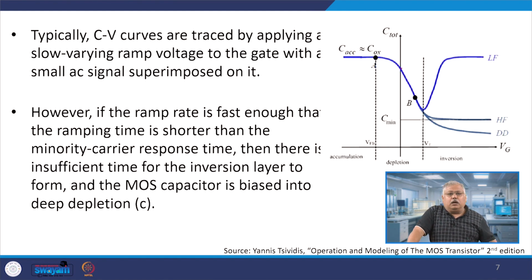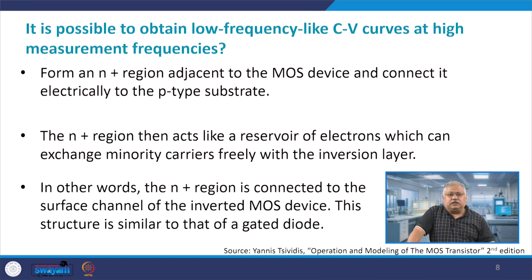Now, let me go to the next slide, please. Let me frame a question for you, and from here your understanding will be much higher. When we do a high frequency measurement, is it possible to obtain a low frequency like CV? Low frequency CV is one which goes down and becomes a minimum and then again increases. When you are doing a high frequency measurement, can we do that?